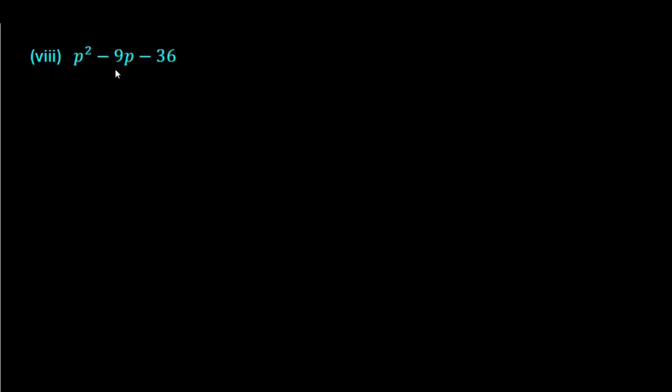P square minus 9p minus 36. So we have to find a pair of factors of minus 36 whose sum is minus 9. M into n should be equal to minus 36. M plus n should be equal to minus 9.